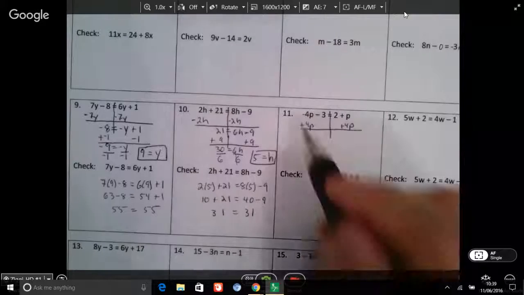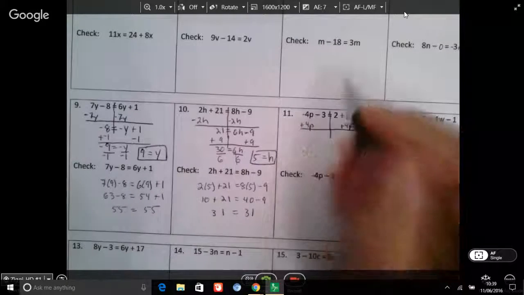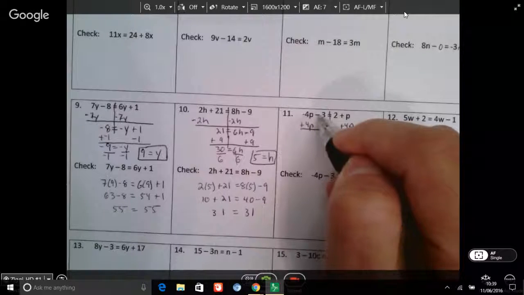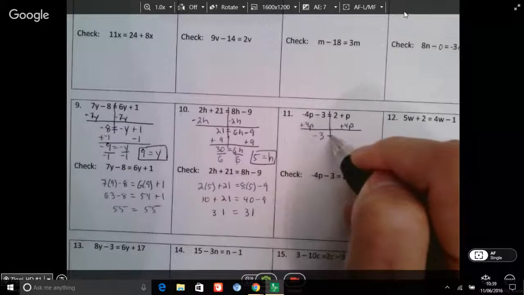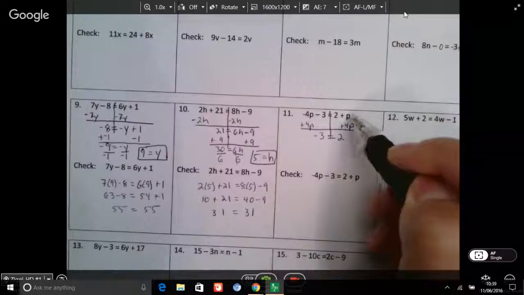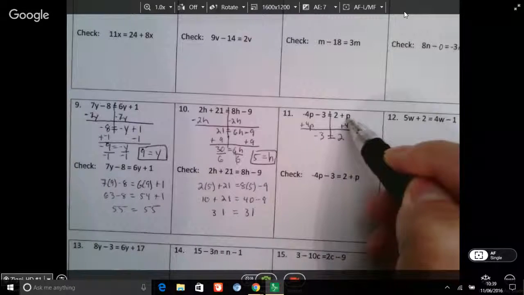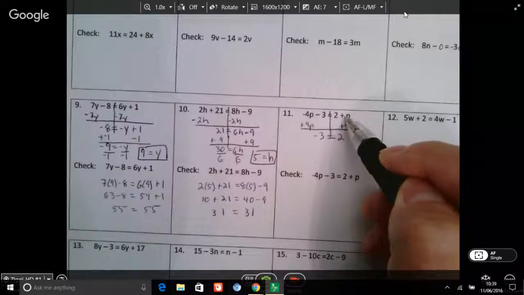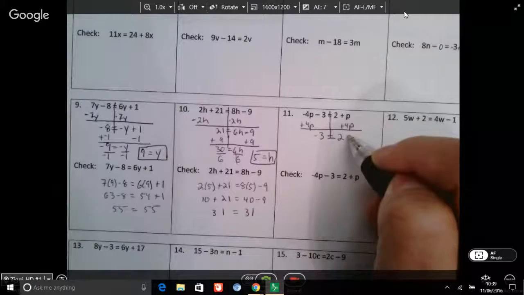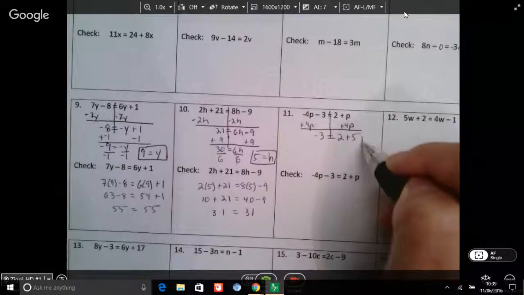When you add that 4p, you want to add it to the other p on the other side. So negative 4p plus 4p, that's gone. I'm bringing down this negative 3. To the left of this 3, there's a minus sign, so that's a negative 3. Then bring down this 2. Then there's a p. There's no number to the left of it, right? There's no number right next to it, so it means there's a 1 there. So 1 plus 4 is 5. Positive 5, so plus 5p.